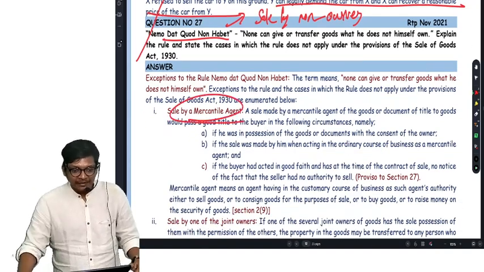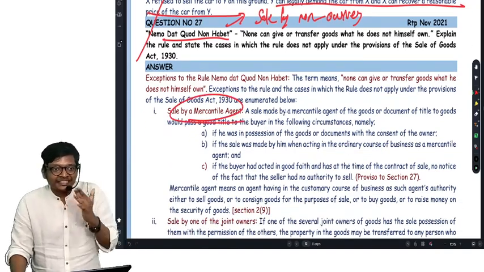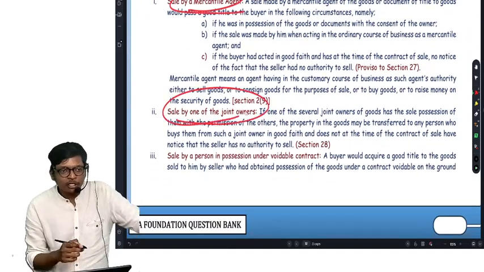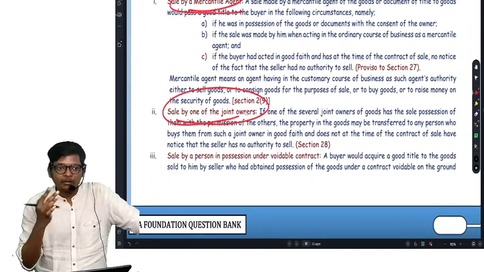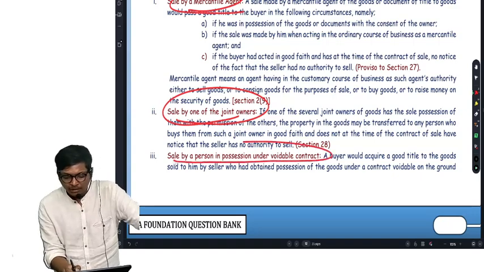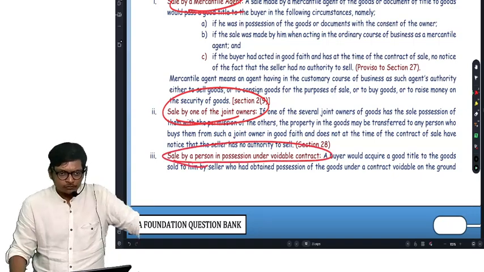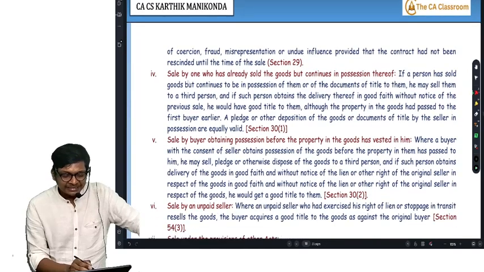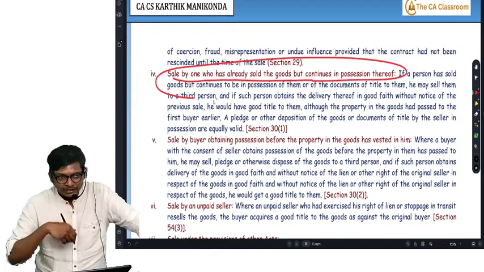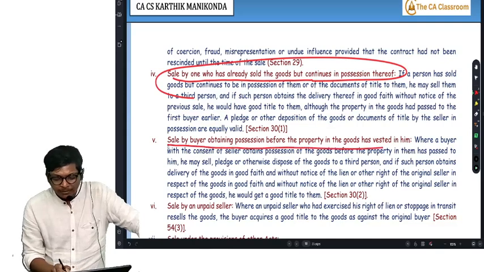Mercantile agent. I will quickly run through the points. An agent can sell on behalf of the principal if properly approved. Sale by one of the joint owners: husband and wife own a car, one of them can sell it. Sale by a person in possession under a voidable contract: we just saw that, the fraud case. Sale by one who has already sold the goods but continues to be in possession. It's the opposite: sale by a buyer obtaining possession.